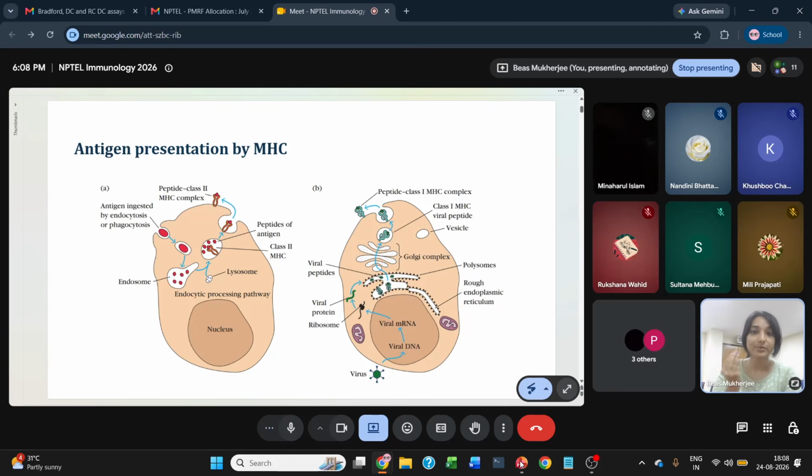Now there are two types of MHC molecules, and if it is a class 2 MHC molecule, it is going to present the peptides that are exogenous. So they have been brought within by this pathogen from outside. If it is an MHC class 1 molecule, it is going to present the peptides that are synthesized inside the cell by the viruses, or it can be any tumor antigens that are made by a tumor cell.